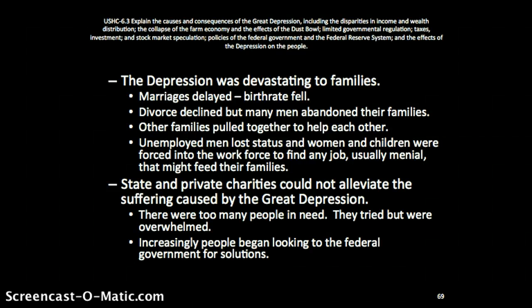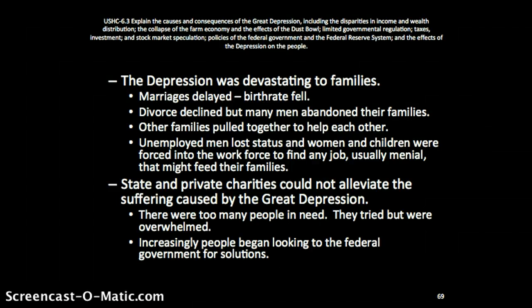Marriages were delayed and the birth rate fell. There were divorces because men abandoned their families in some cases. Other families pulled together to help each other out. Unemployed men lost status, and women and children were forced into the workforce to find a job. And usually it was a hard, menial type job.